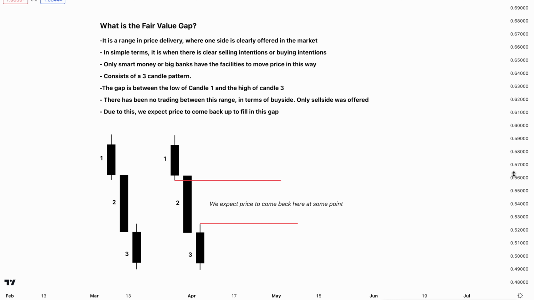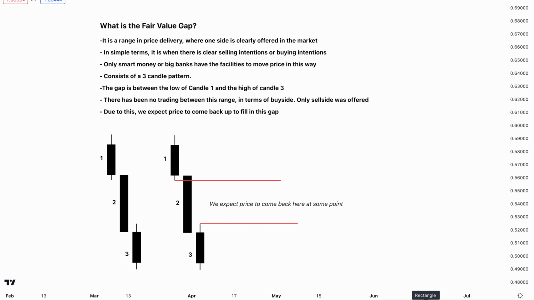The fair value gap, or the FVG, consists of 3 candles. It's a 3-candle pattern, as you can see in the diagram below. The gap is actually between the low of candle 1 and the high of candle 3. This is in a bearish scenario. In a bullish scenario, it would be the opposite. It would be the high of candle 1 and the low of candle 3.